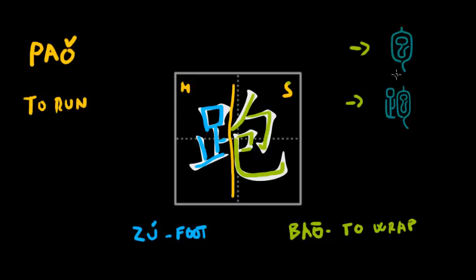And just to show you that the relation that we have today between these two elements in the modern character also existed in the seal script, I just wanted to show you the character for pǎo. So that's the character that we're talking about today in the seal script, and you can clearly see that the bāo element is in it, giving it its sound, and then we have the zú, the foot element, in it as well, giving it its meaning.